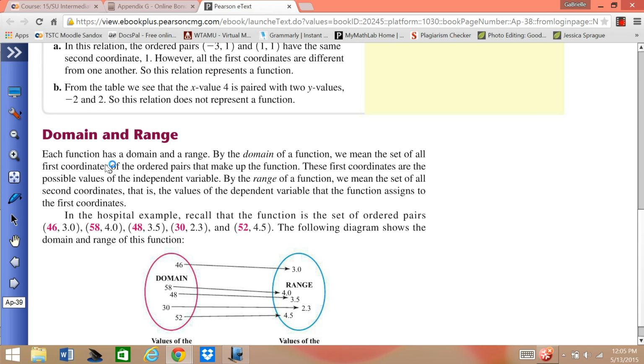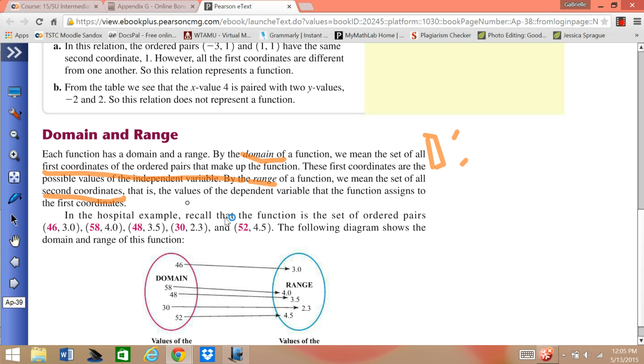So the domain pretty much is all the first numbers. So your domain is the first numbers. Okay, so it's the first numbers in the ordered pair. The range is all of these second coordinates right there. So your range is the second coordinates, which is the y values once again. So the domain is the first coordinates and the range is the second.